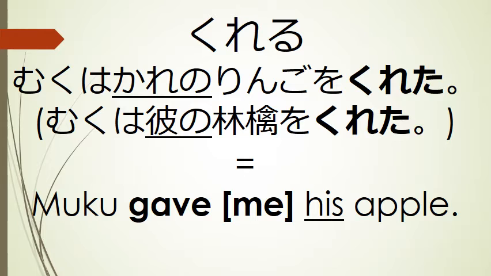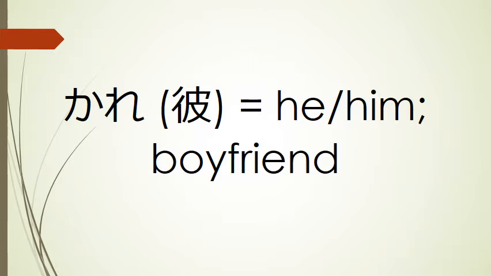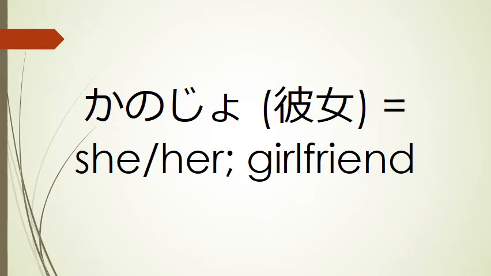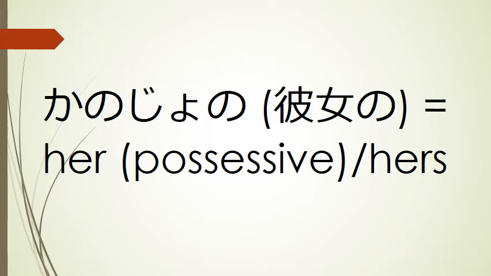If I were to say, Muku wa kare no ringo o kureta, that would mean Muku gave me his apple. Kare means he or him. It can also mean boyfriend. Kare no means his. Kanojo means she or her and can also mean girlfriend. Kanojo no means her, the possessive form of her, not the pronoun form, or hers.